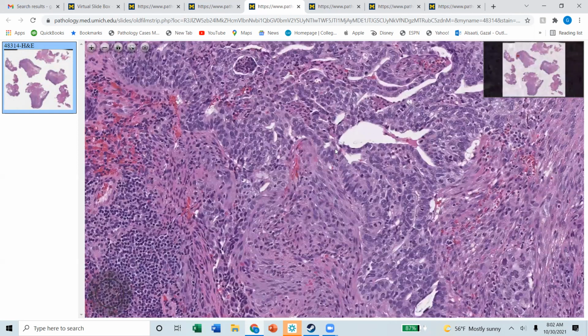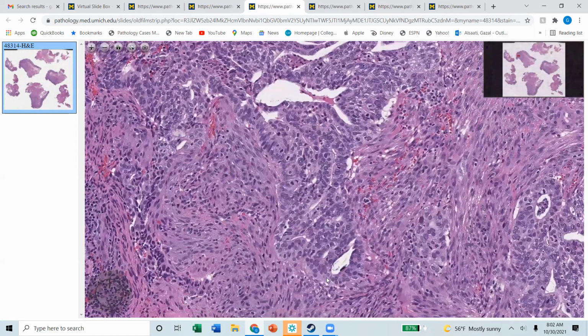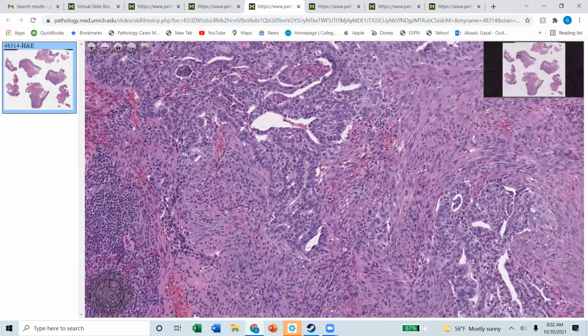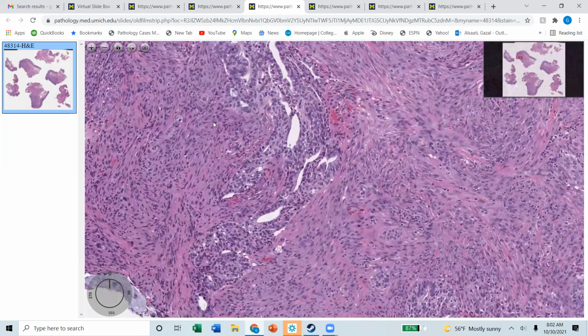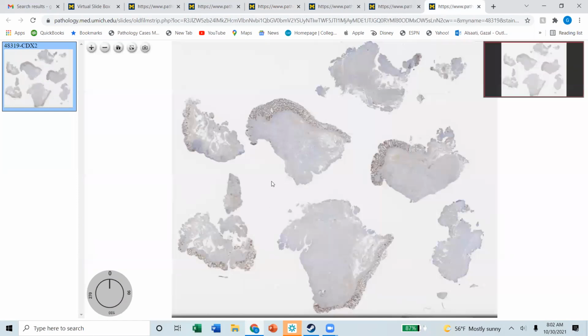See that? This is invasive adenocarcinoma. And I have a surface dysplasia, so I know that this is coming from it. I'll definitely do a CDX2. Where's my CDX2? Here's my CDX2.